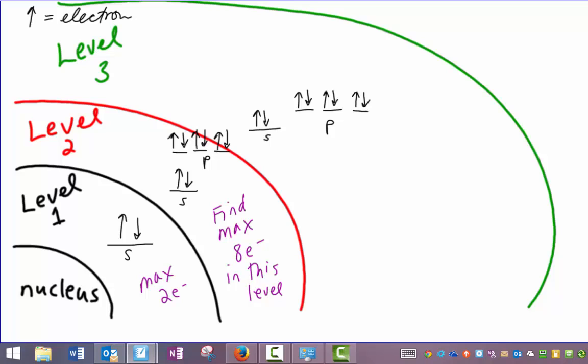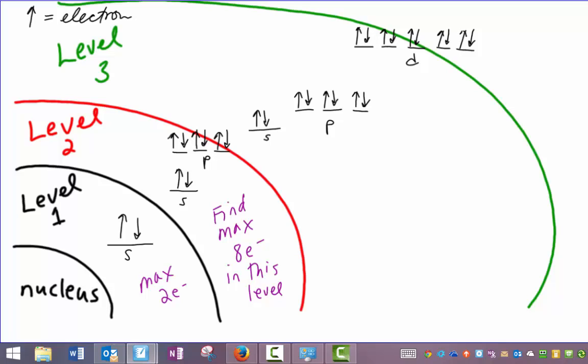So let's see what we can do. Actually, not 10 lines. I want 5 lines: 2, 4, 6, 8, 10. So this is the 3D sublevel. Remember, the electrons will occupy each orbital separately before they start to pair up.